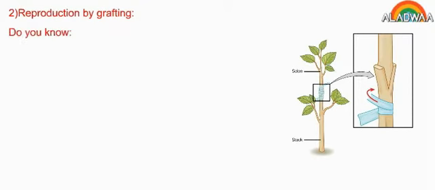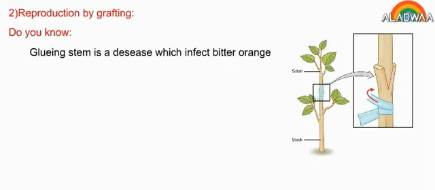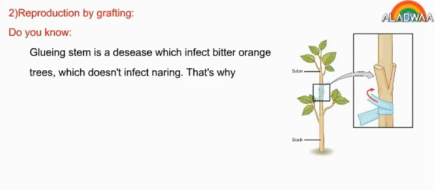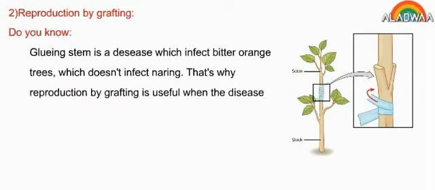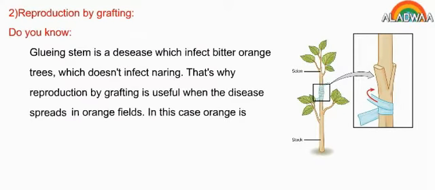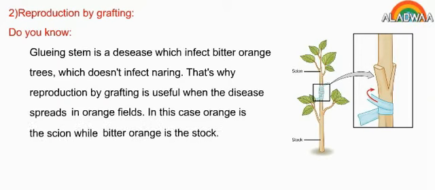Do you know? Glowing stem is a disease which infects bitter orange trees, which does not infect naring. That's why reproduction by grafting is useful when the disease spreads in orange fields. In this case, orange is the scion while bitter orange is the stalk.